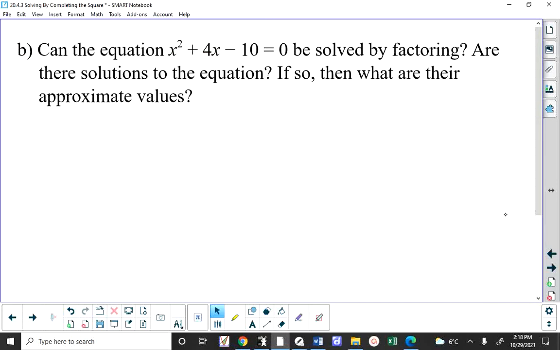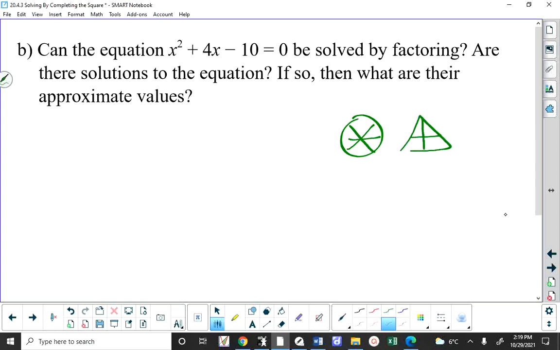So can we solve this by factoring? Well, one of the things you could do is simply say to yourself, are there any two numbers that multiply to give negative 10, and those same two numbers add to give 4? And the answer is no. When you go through an exhaustive list of all the factors of negative 10, you will never encounter a pair of numbers that adds to give 4. So it's not factorable. This doesn't work.